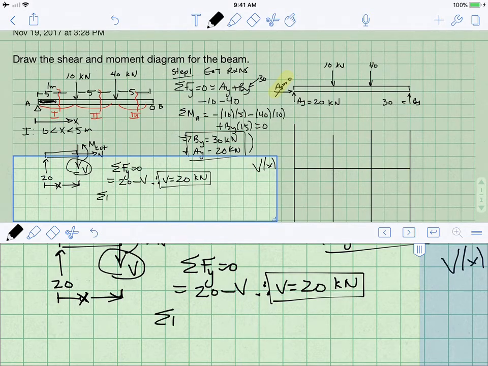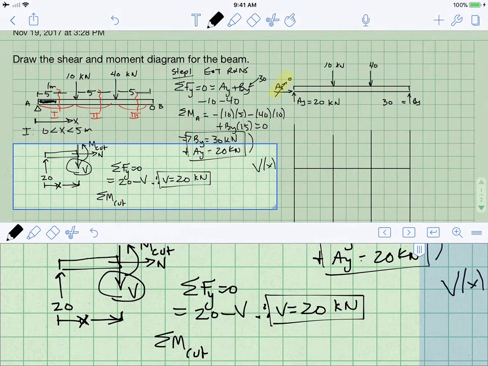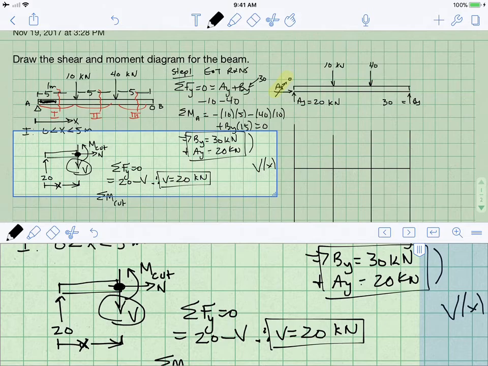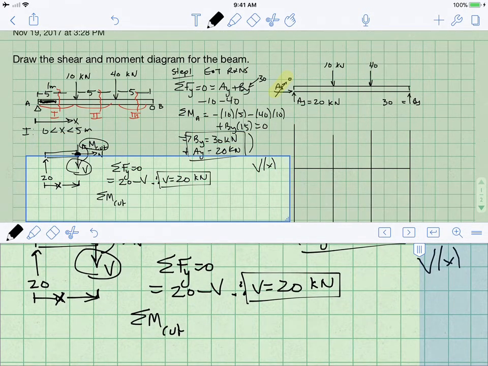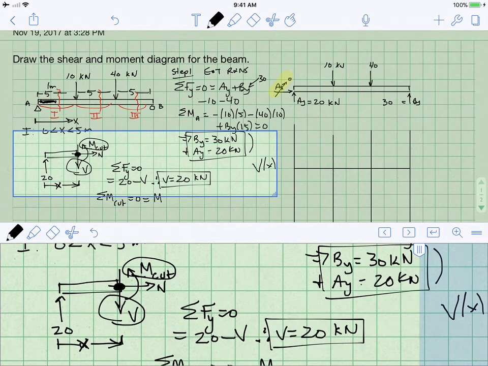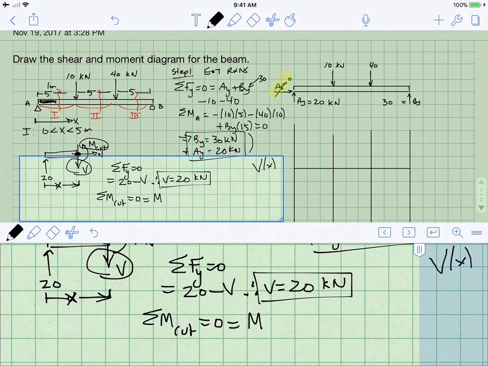Next, I'm going to sum the moments at the cut. To be explicit, this is where I am thinking about taking the moments. And so I have this unknown moment that I must write down. So the sum of the moments at the cut is equal to 0, which is equal to this bending moment that I'm trying to find. I draw it as positive because it has a counterclockwise rotation.